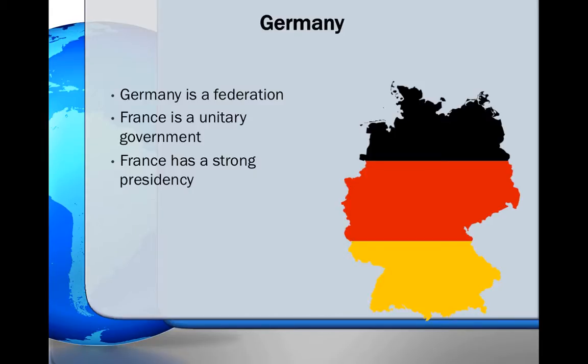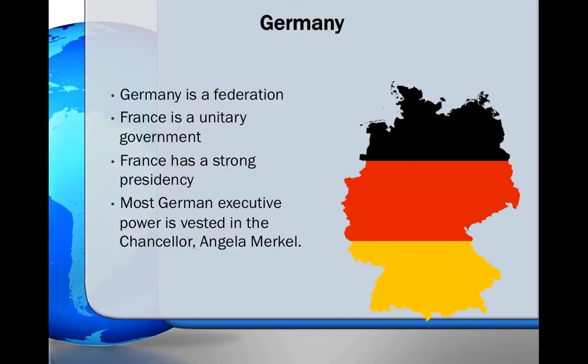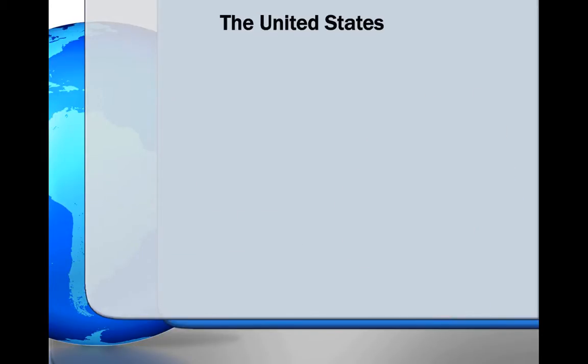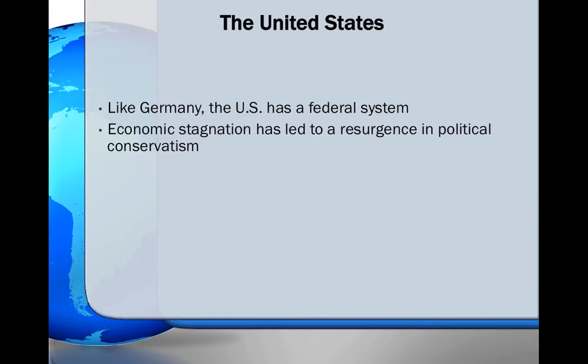France, unlike Germany, has a very strong presidency that has a lot of sway over French politics. By contrast, most German executive power is vested in the Chancellor Angela Merkel. Now let's talk about the United States. Like Germany, the United States has a federal system composed of states, and these states have a significant amount of power in determining their own destiny.